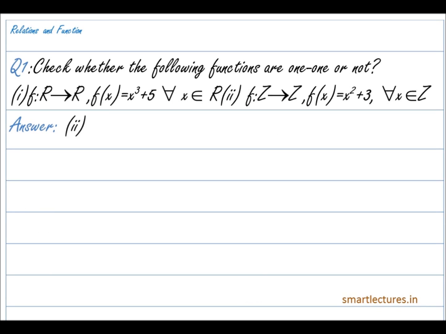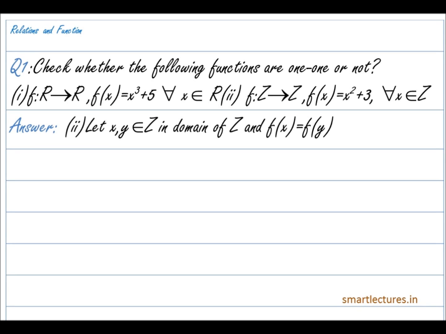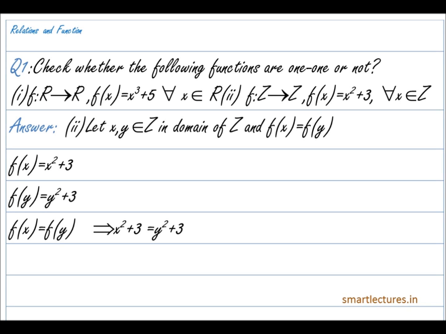Suppose x, y belong to the domain of integers and f of x is equal to f of y. f of x is equal to x square plus 3. f of y is equal to y square plus 3. And now since f of x is equal to f of y, that means x square plus 3 is equal to y square plus 3. Or we can say x square is equal to y square. Now you know it very well: if x square is equal to y square, then x is equal to plus or minus y.